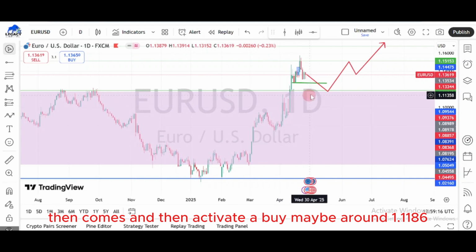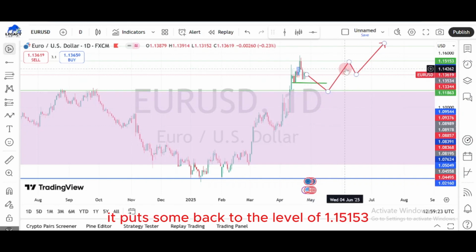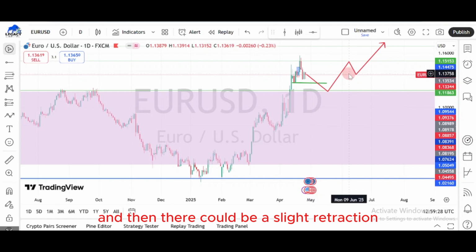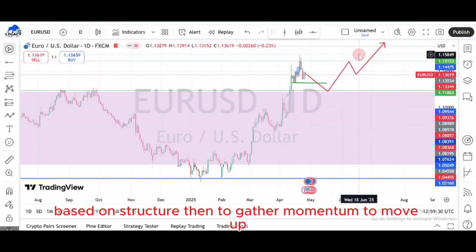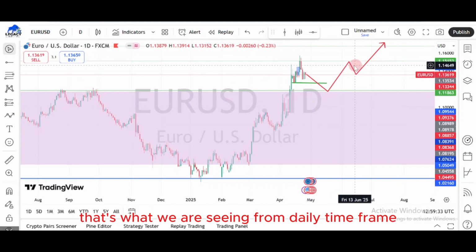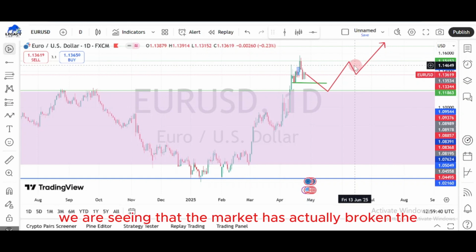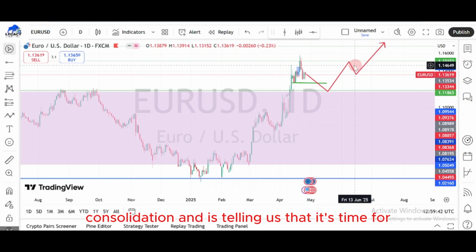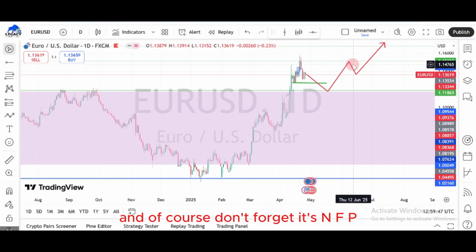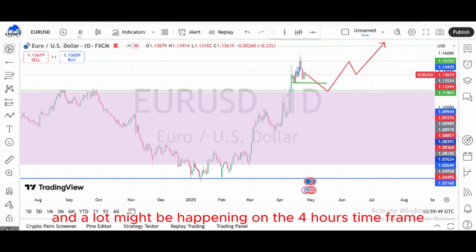1.12713, then coming and activating a buy maybe around 1.11863. Then from there it pushes back up to the level of 1.15153, and then there could be a slight retracement based on structure, then it gathers momentum to move up. That's what we are seeing from the daily time frame. As far as the daily time frame is concerned, the market has actually broken the consolidation and is telling us that it's time for more bullish momentum to set into the market. And of course, don't forget this is NFP week, and a lot might be happening.